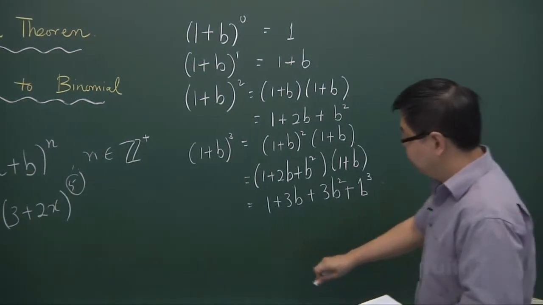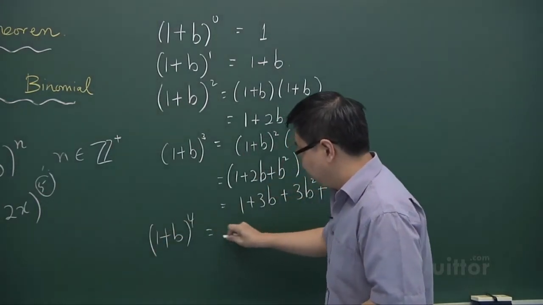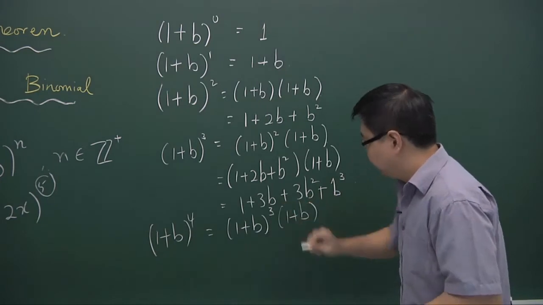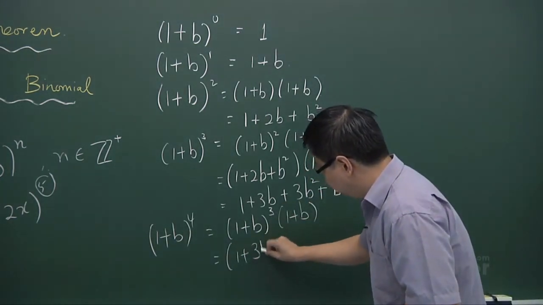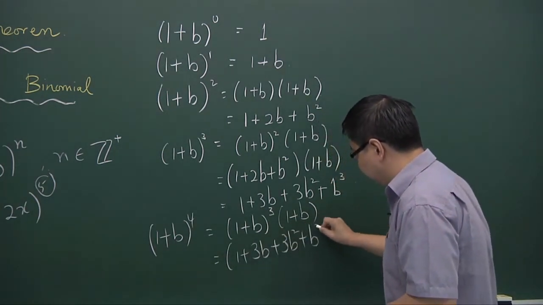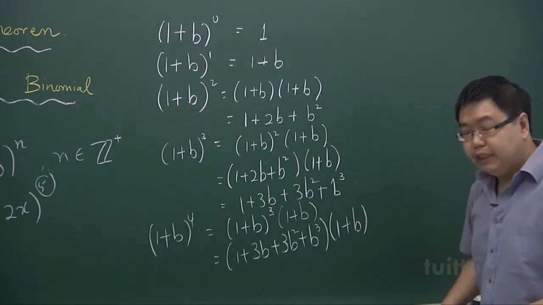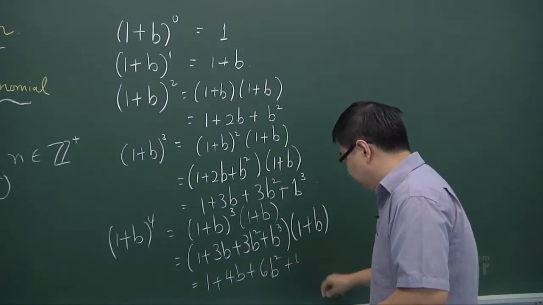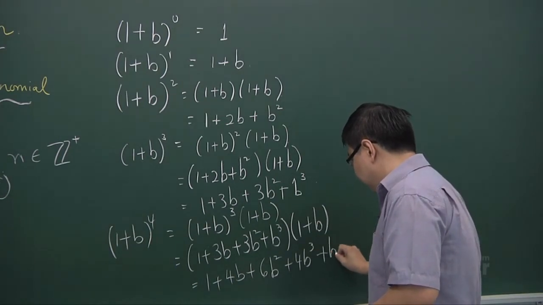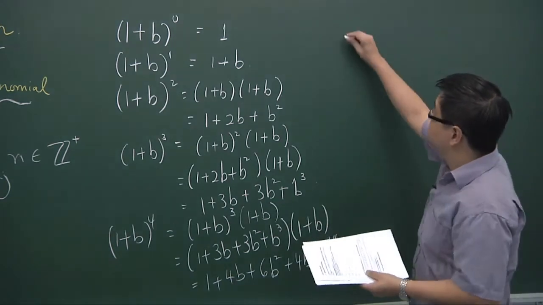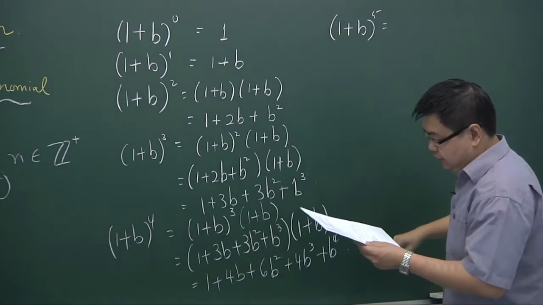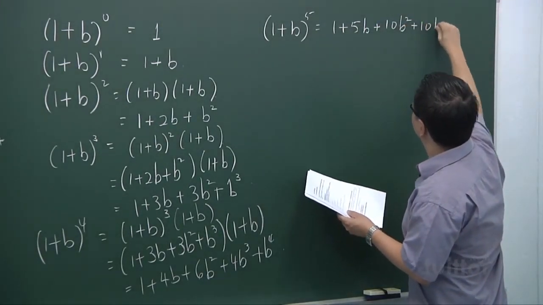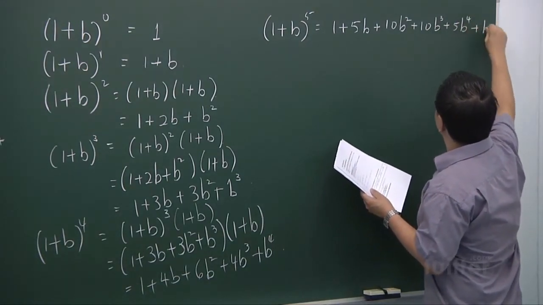If we continue to look at (1 + b)^4 and see what happens, this becomes (1 + b)^3 multiplied by (1 + b). And so we will get (1 + 3b + 3b^2 + b^3) times (1 + b). With term by term expansion, you'll get 1 + 4b + 6b^2 + 4b^3 + b^4. Let's continue to one more term, (1 + b)^5. We continue the process again, and this time around we get 1 + 5b + 10b^2 + 10b^3 + 5b^4 + b^5.